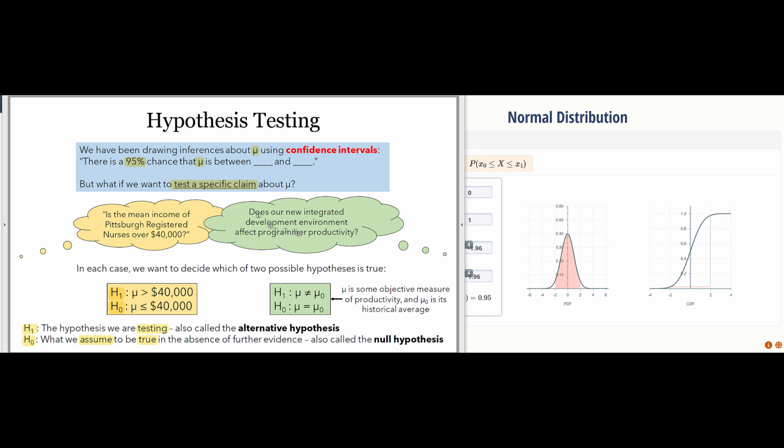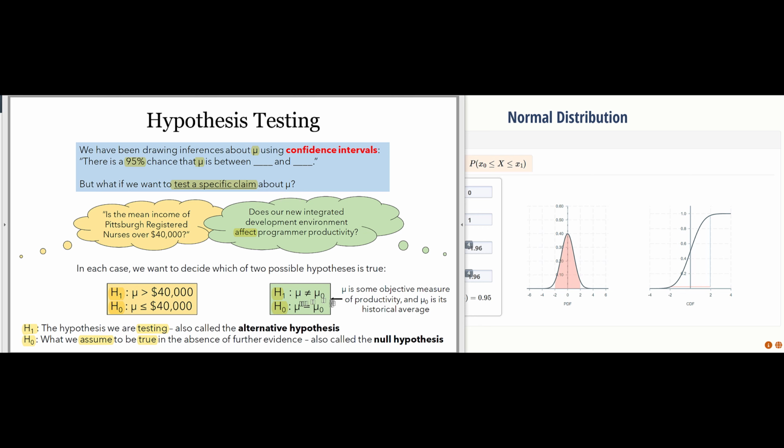Here's another form of hypothesis. Does our new integrated development environment affect programmer productivity? Here, the null hypothesis is that the new integrated development environment, the new IDE, does not affect programmer productivity. That is, developers using the new IDE have the same productivity that they had before. Our alternative hypothesis is that there is an effect. In this case, we're testing whether the impact of the IDE is that the mean productivity is not the same as the productivity prior to introducing the integrated development environment.